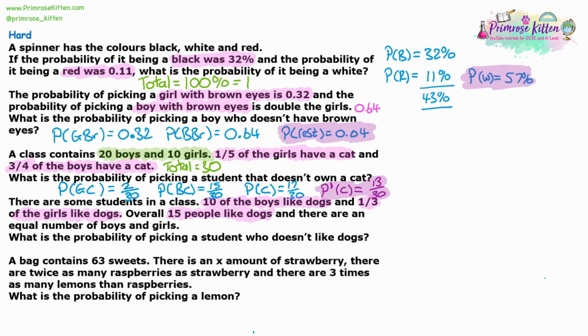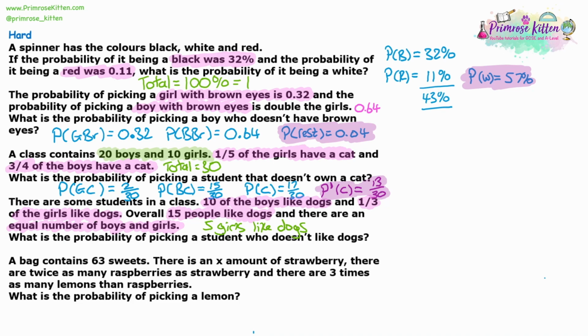10 of the boys like dogs and 15 people like dogs. So there must be 5 girls who like dogs. I'm just trying to find connections between the numbers if it's not a straightforward question. What else do we have? There's an equal number of boys and girls. Are we told how many boys or how many girls there are? Well, again, trying to draw a connection here.